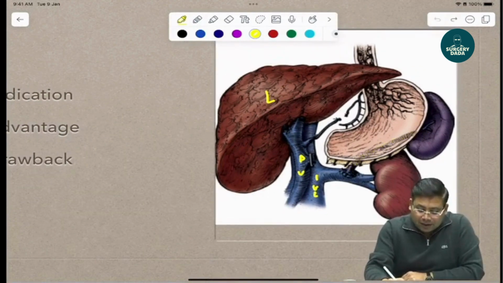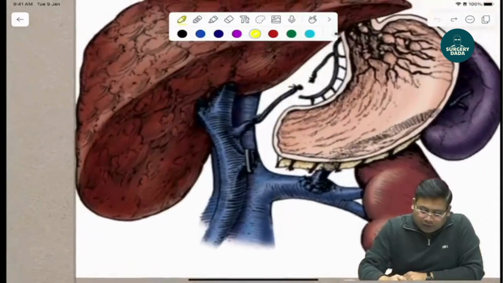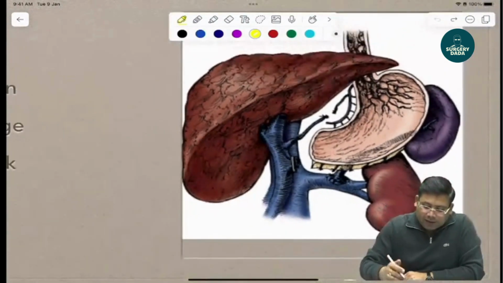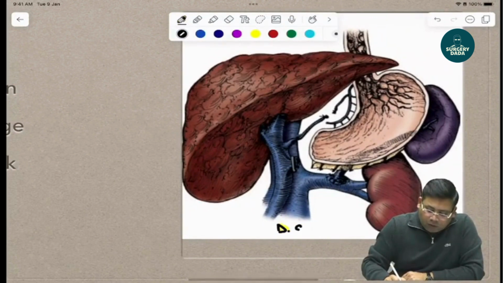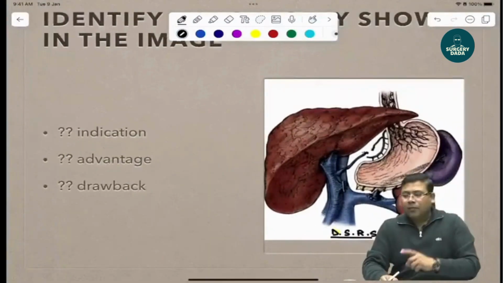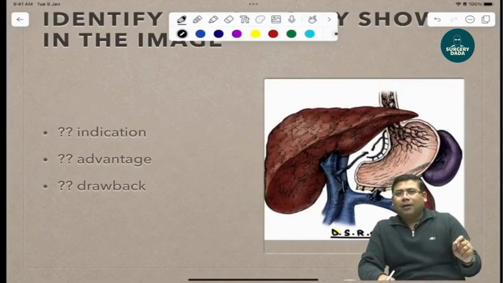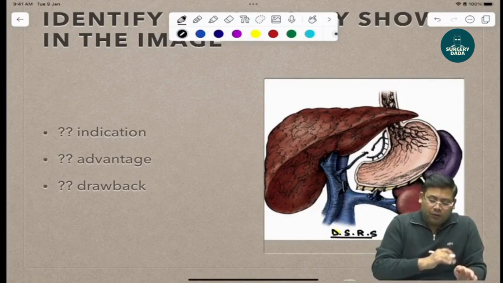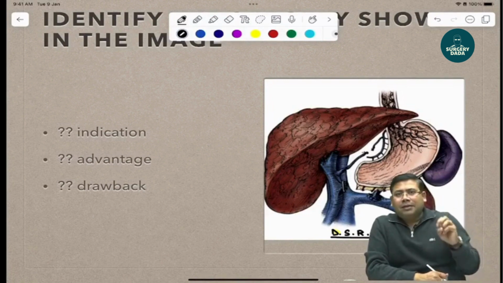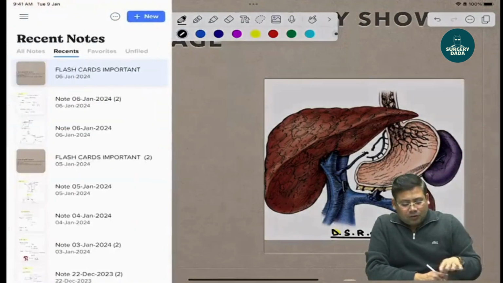This is basically shunting. You are going to shunt the vessels, and this is DSRS, distal splenorenal shunt. This is what is DSRS. So for all the extra hepatic portal vein obstruction, you do this distal splenorenal shunt. Let us discuss about the classical concepts of the shunt.